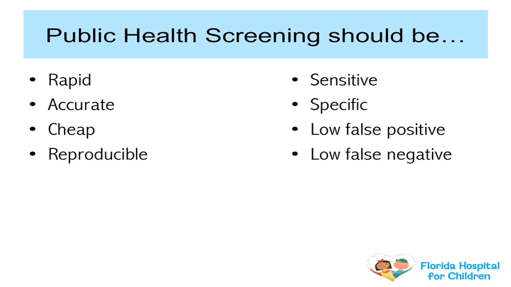To work well as a screening tool, scoliosis screening should be rapid, accurate, cheap and reproducible, sensitive, specific, and it should have a low false positive and false negative rate. And by that, I'm talking about there should be a low number of children who test positive for scoliosis who don't actually have a curve, and vice versa, there should be a low percentage of children who actually have a curve but who don't test positive on a screening test for scoliosis.